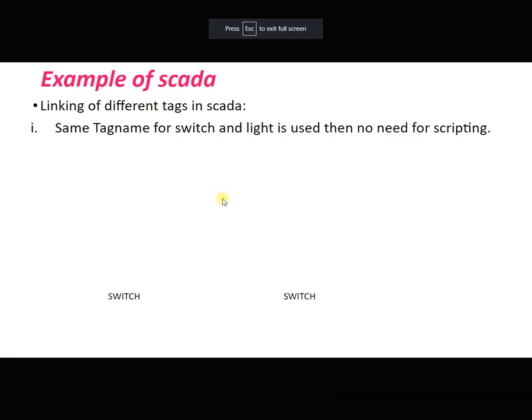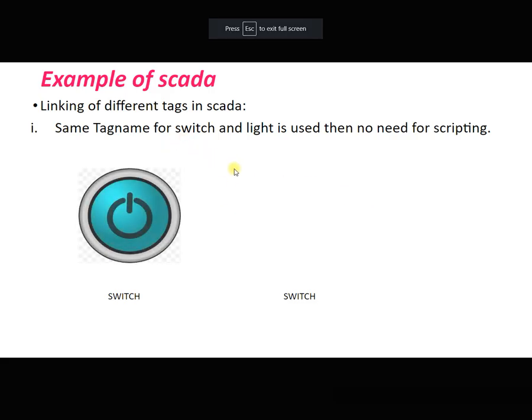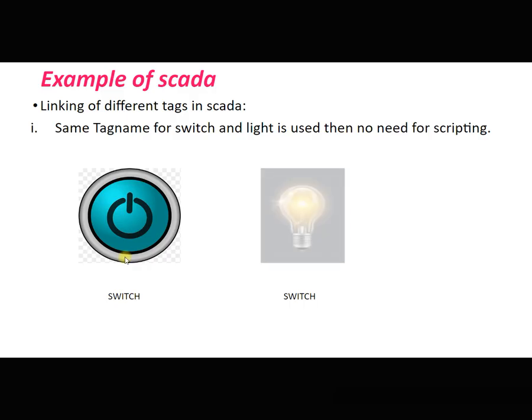Now if I am going with without scripting, in the sense I don't have the authority to write some instruction. In that condition, how will I link my input and output? By giving the same tag name. Here you can see, input is some push button, output is some lamp. These are linked with the same tag name.